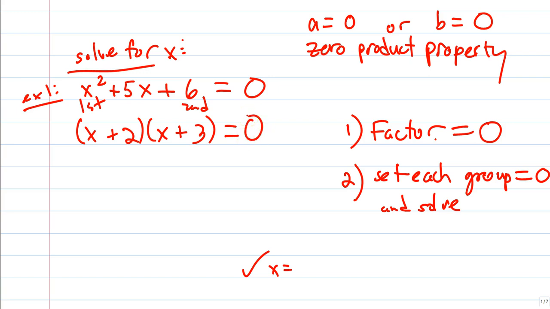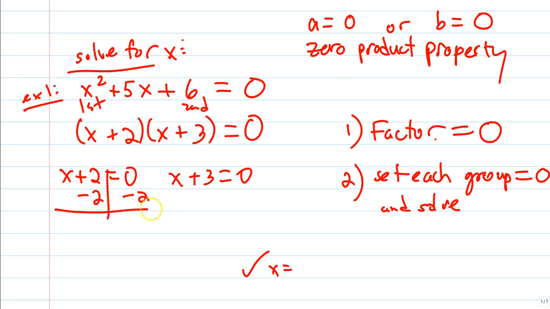And once it's factored, there's that zero product property again. What makes this 0 is if this first group, if x plus 2 equals 0, then the whole thing would become 0. Or if x plus 3 equals 0. Well, set each group equal to 0 and solve it. If I solve this one on the left, we subtract to get that x is equal to negative 2. If I subtract the 3 right here, we get that x is equal to negative 3. That's our solutions, negative 2 and negative 3.